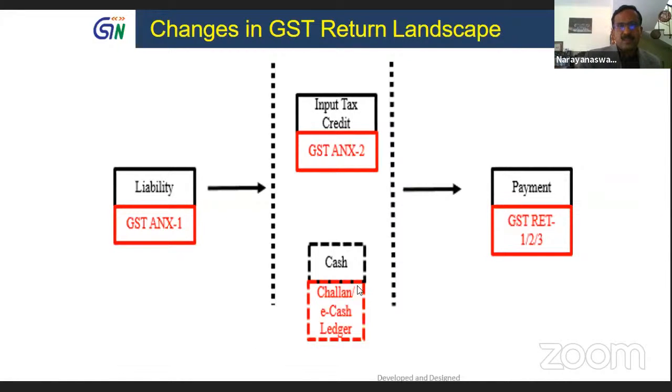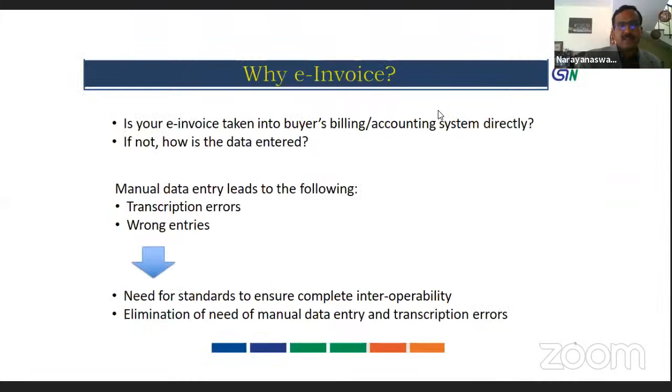What cash register he has got, it will take from both of them and pay against the liability and file the returns. These are all happening simultaneously.